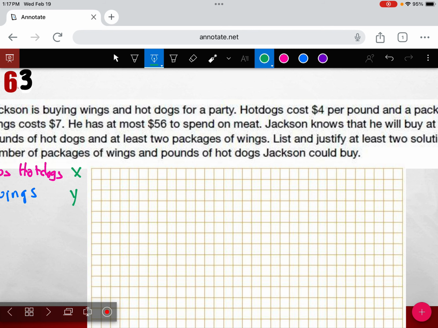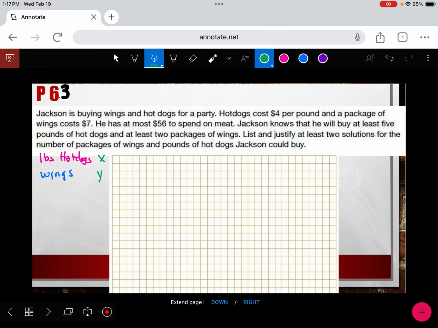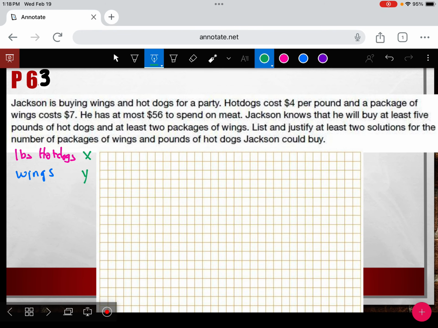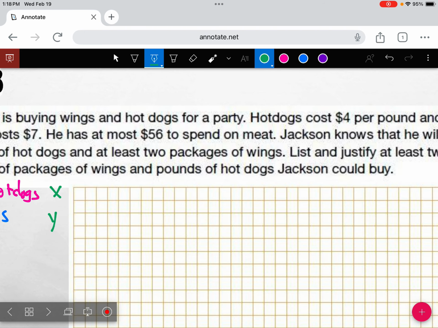What you got, Cameron? Super close. I see exactly what we're thinking. So we know we're gonna buy some wings, and we're gonna buy some hot dogs, and we know we have at most, so it's got to be less than or equal to our $56.